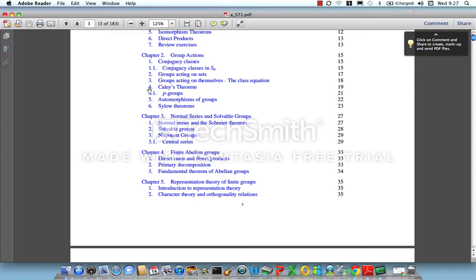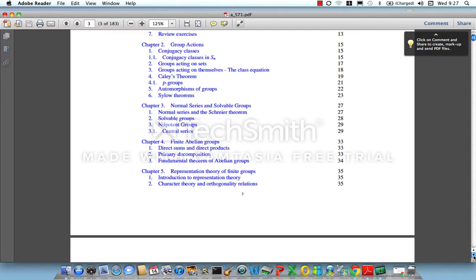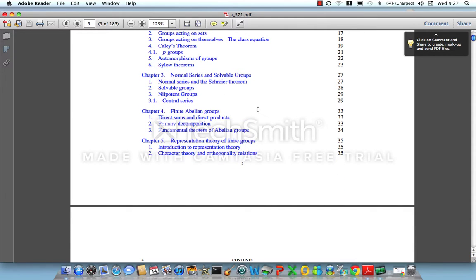After we do this, we'll get to normal series and solvable groups. Now you all already know what a normal subgroup is, but then we'll discuss what a normal series is, Schreier's theorem, what solvable groups are, a little bit of nilpotent groups, and the central series of groups.